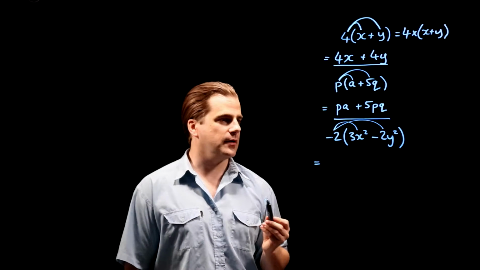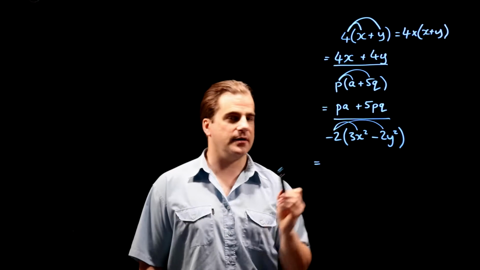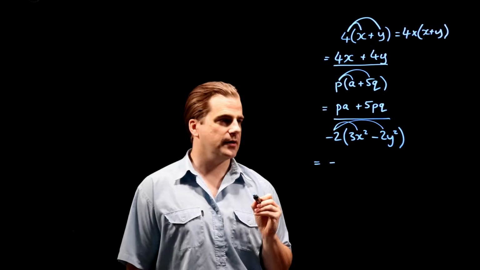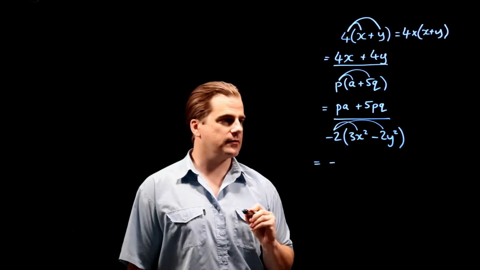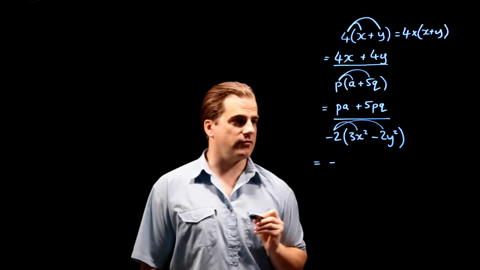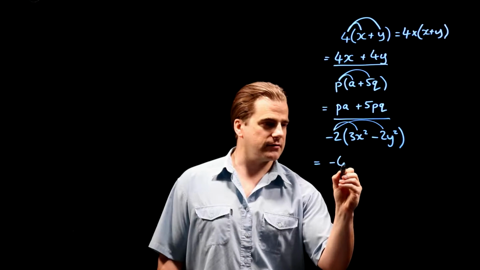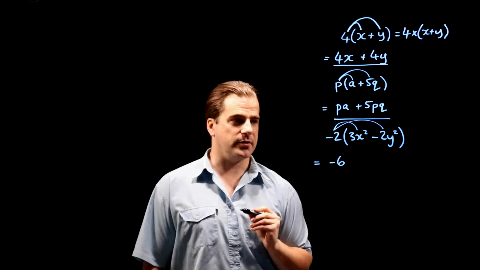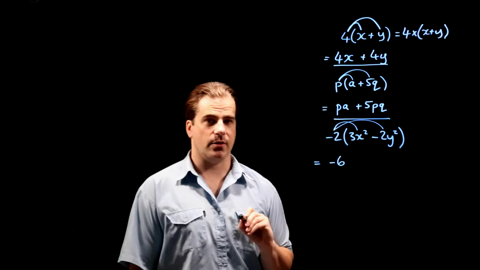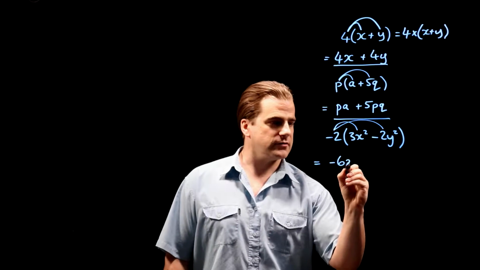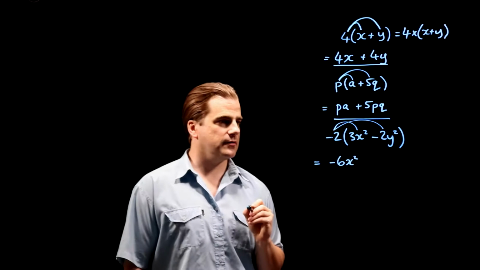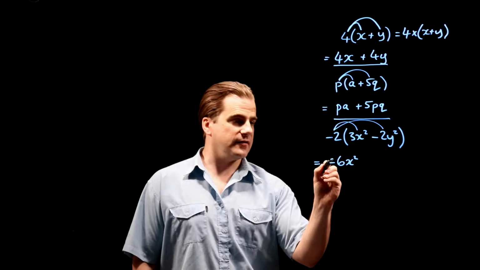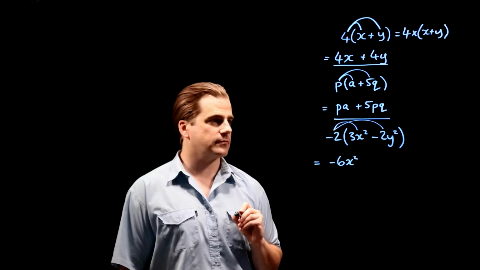So that is equal to, right, minus 2 times 3x squared. What's that? Well, firstly, it's a minus times a plus, which is a minus. Okay? Now we look at the numbers. You do 2 times 3, which is 6. Okay? And finally, the variables is just x squared. So minus 2 times 3x squared is minus 6x squared.